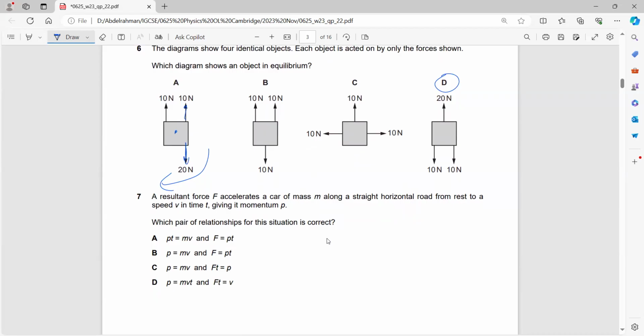A resultant force F accelerates a car of mass M along a horizontal road from rest to speed v in a time t, giving it a momentum p. Which pair of relationships for this situation is correct? C is correct. Momentum equals mv, and the momentum also equals the force times the time. The change in momentum is the impulse.